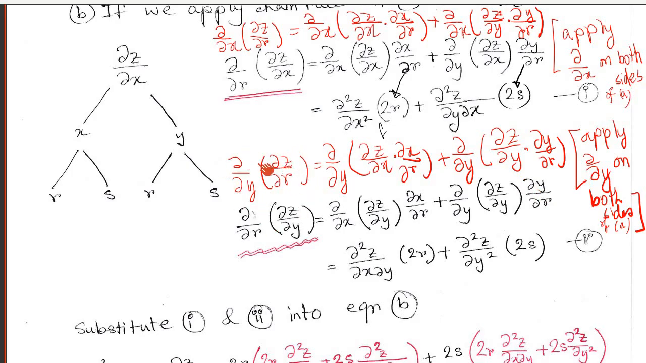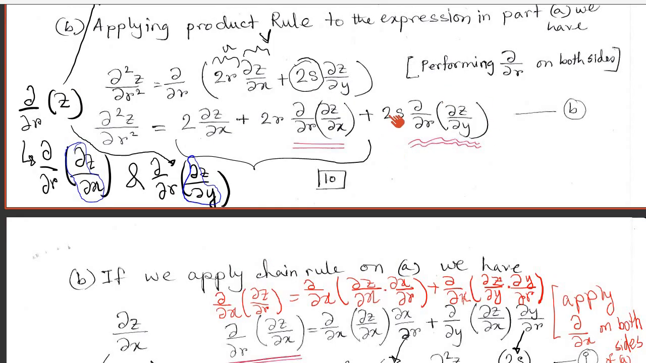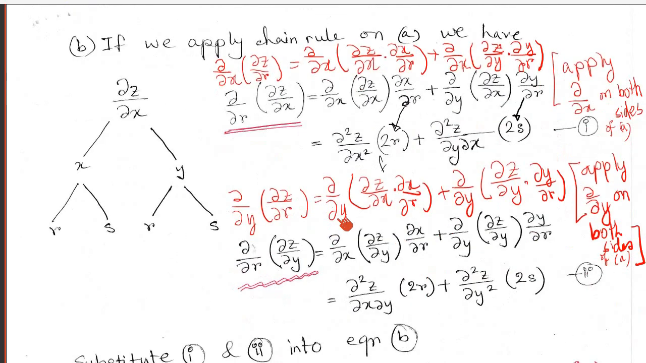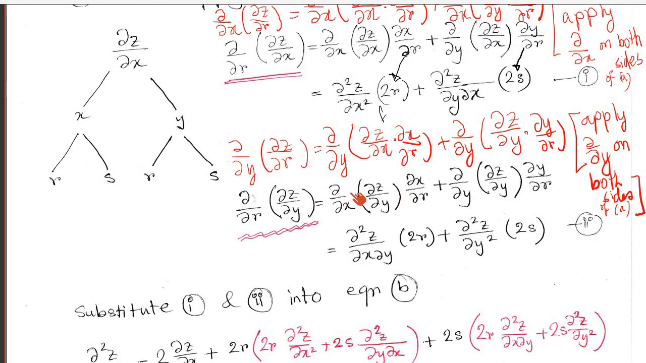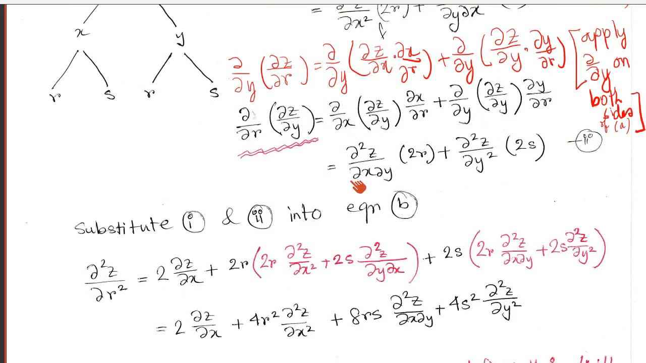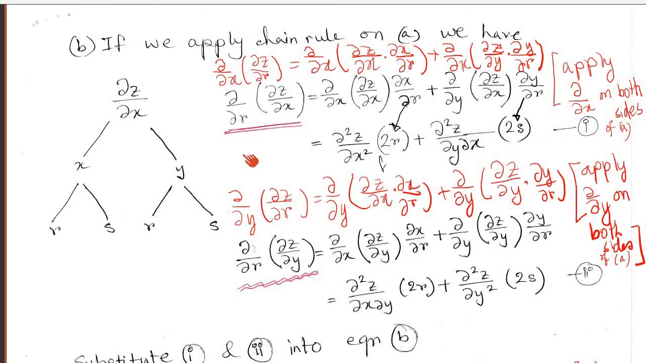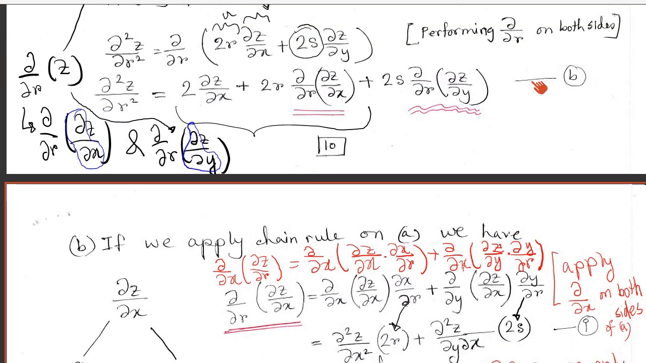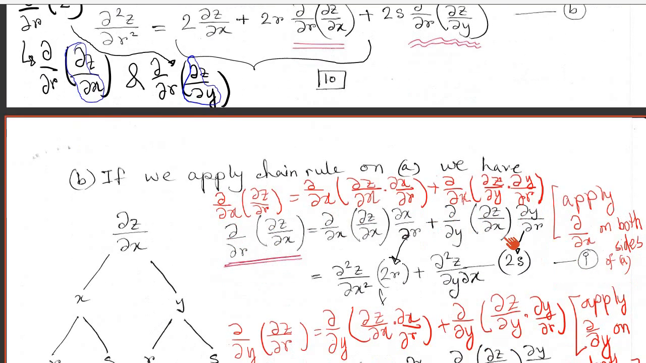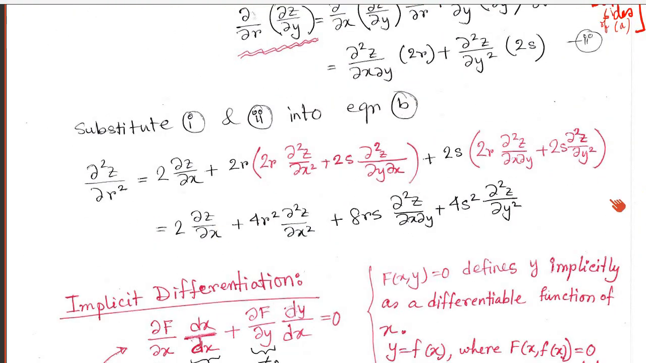Okay, rearranging the left hand side, del by del r written together, del z by del y. So the second part now do match with this. Here we are removing the brackets. dx by dr is equal to twice r, dy by dr is equal to twice s. Multiply. Now substitute equation number 1 and equation number 2, which is this segment and that segment, into equation b. Substituting it, simplifying.